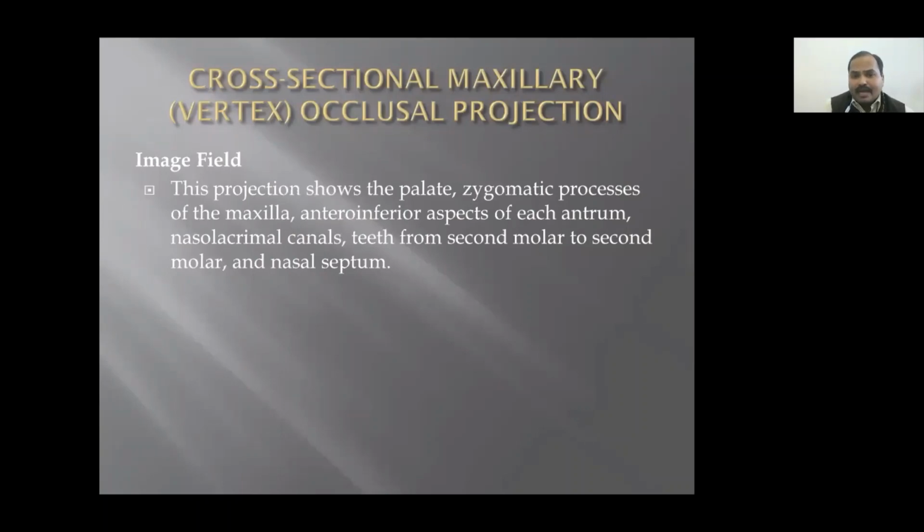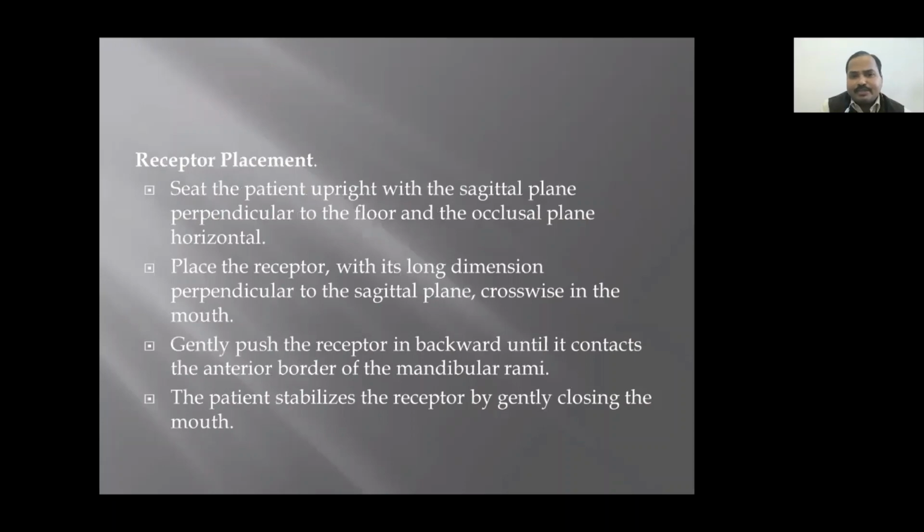So it will show the palate, zygomatic processes of the maxilla, anterior-inferior aspect of each antrum, nasolacrimal canals, teeth from second molar to second molar, and the nasal septum. A much larger area will be seen, but superimposition of the bony structures of the calvarium will also be there. The receptor placement will be after seating the patient.